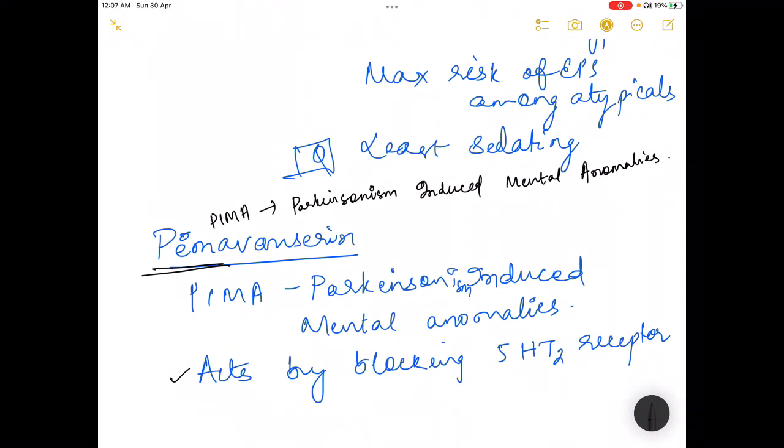Another drug, that is pimavanserin, is used in Parkinsonism-induced mental anomalies. So that was all about antipsychotic drugs.